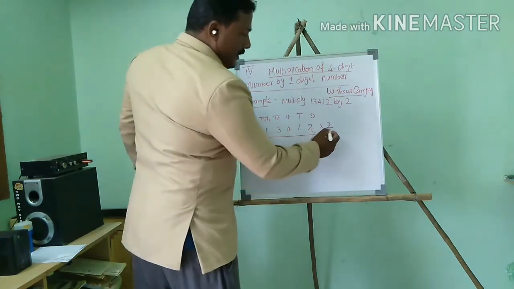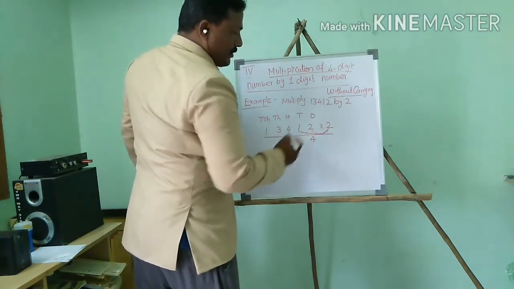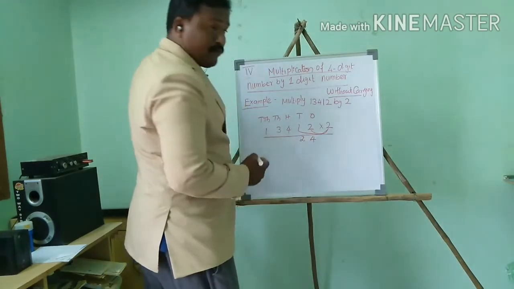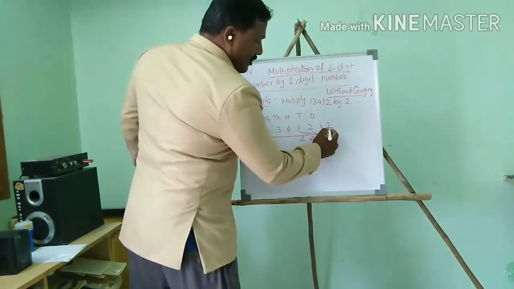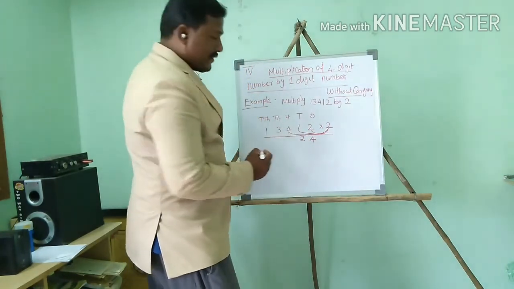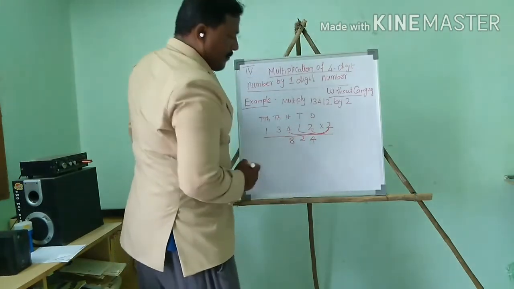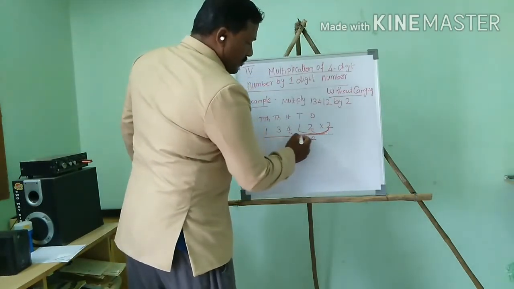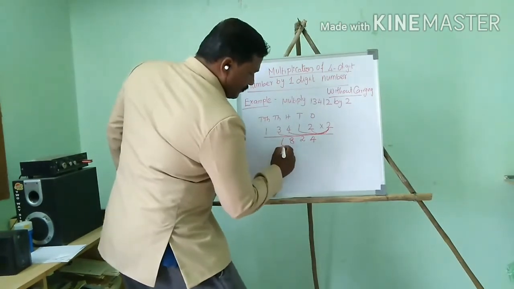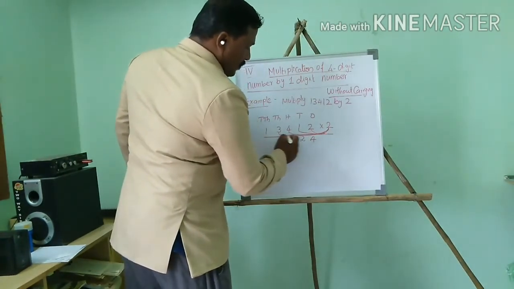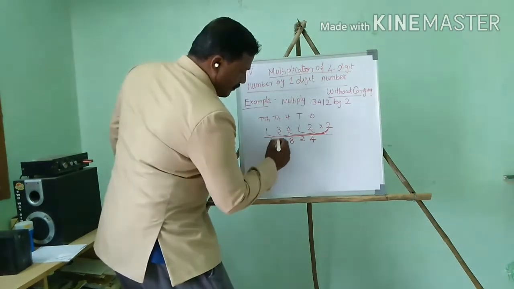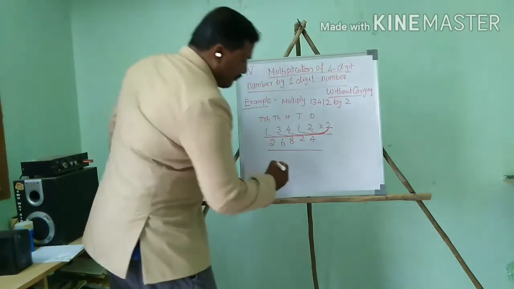Then next I will multiply 2 and 1. 2 ones are 2. I will write it in the tens position. Then again I will multiply 2 into 4. 2 fours are 8. Now I will multiply 2 into 3. 3 twos are 6. Now I multiply 2 into 1. 2 ones are 2. So this is the answer.